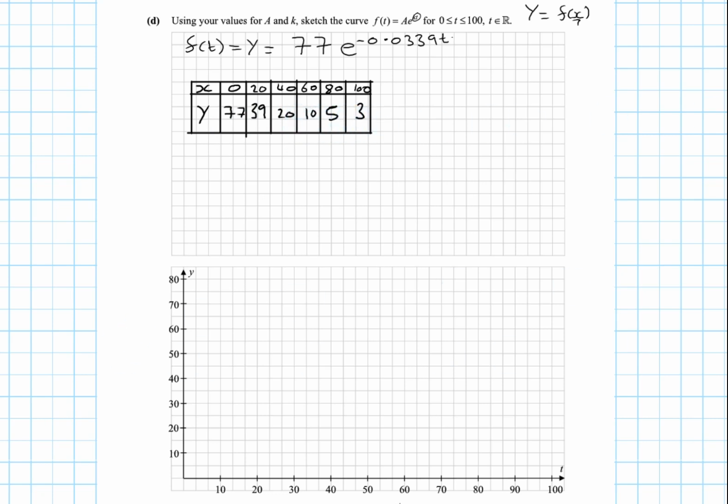So we can just mark these little points. We have 77 there, then 20 goes to 39, around here. Then 40 goes to 20. 60 goes to 10. 80 goes to 5. And then 100 goes to 3. So my sketch probably won't be fantastic, but it's not going to be a straight line.